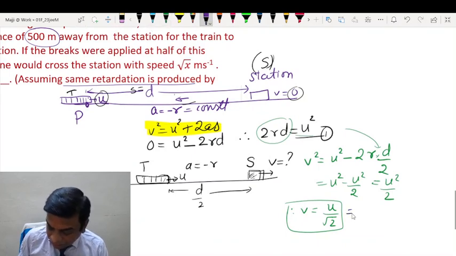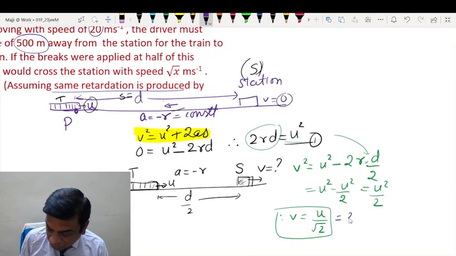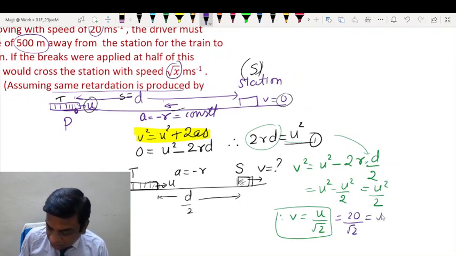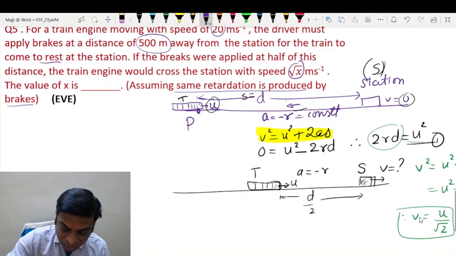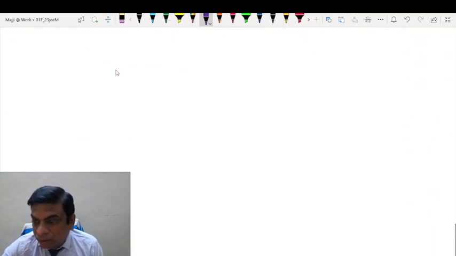So here, u is given as, you can see u is 20 meters per second. So 20 upon root 2. Since we have to write it as a square root of something, this can be written as under root 400 by 2. That is root over 200. So 200 is the correct answer. Then moving to the next question.